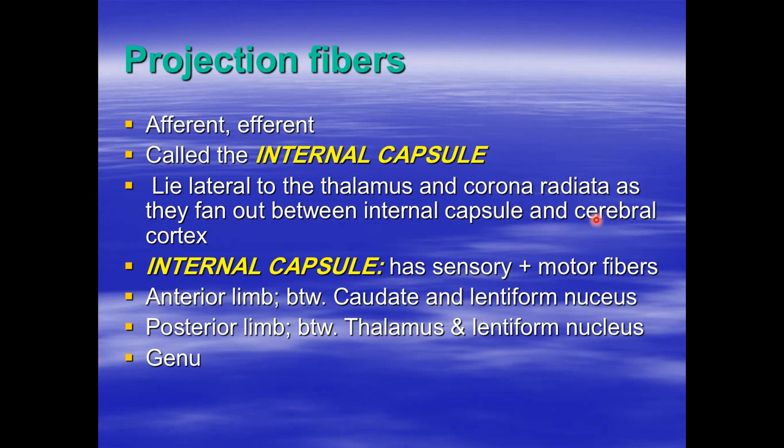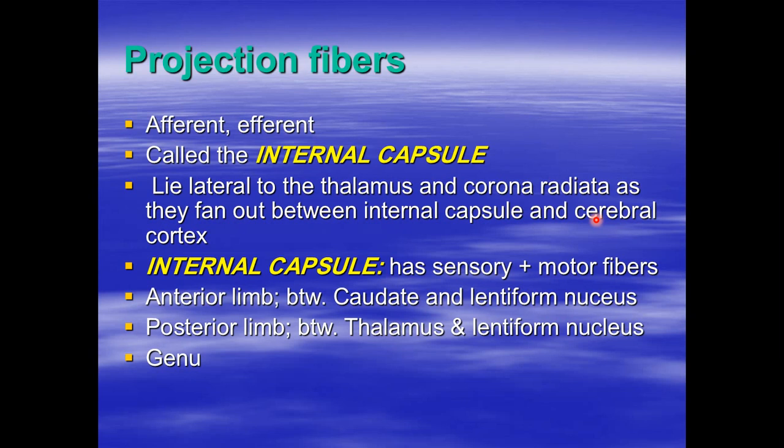Now let's come to the third type of fibers. These are the projection fibers. We said they connect the brain with the lower centers, and these are either afferent or efferent, going up or going down, and they form what is called the internal capsule. So the internal capsule contains the nerve fibers that connect the cerebral hemispheres to the rest of the nervous system, to the spinal cord, to the midbrain, brainstem, whatever you like.